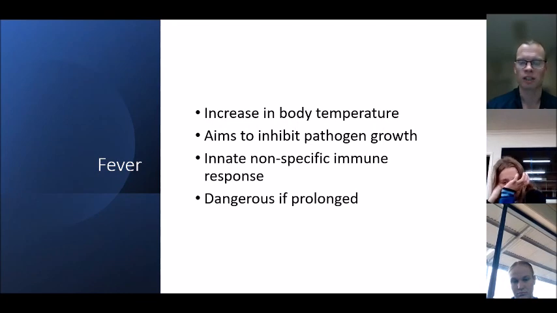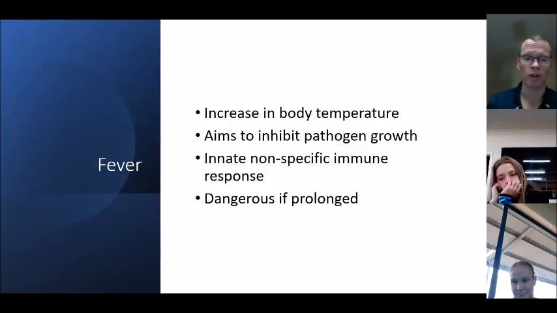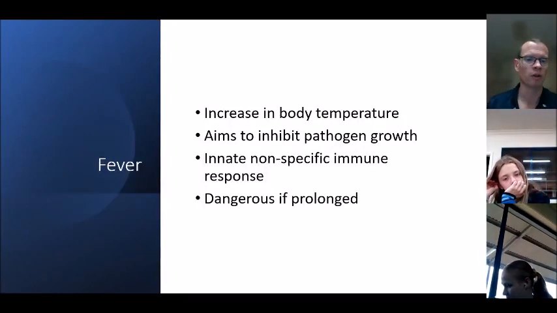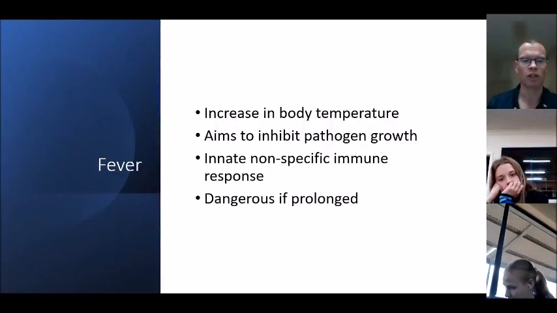Obviously, that's quite dangerous if that's for a prolonged period, because if you get too hot, your enzymes denature, all your biochemical processes stop, and then you die, which also kills the pathogen, but it's not really very effective at keeping you alive. But fever is a non-specific response again. It doesn't matter what the pathogen is, that's something your body's going to try to protect you with.